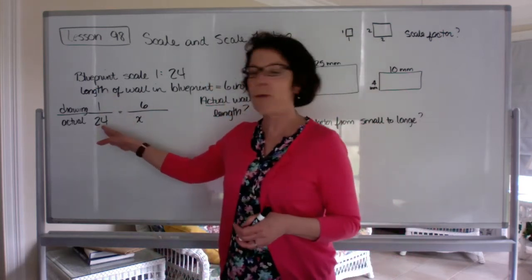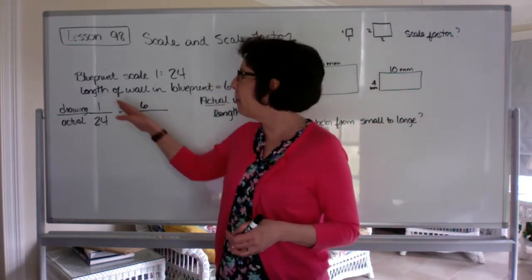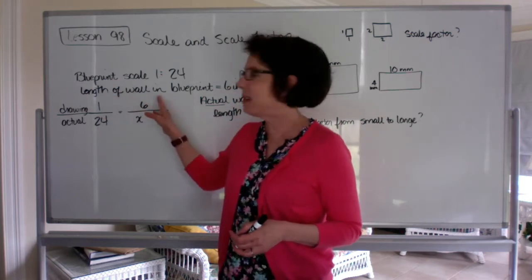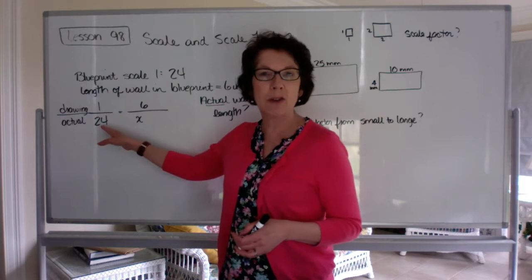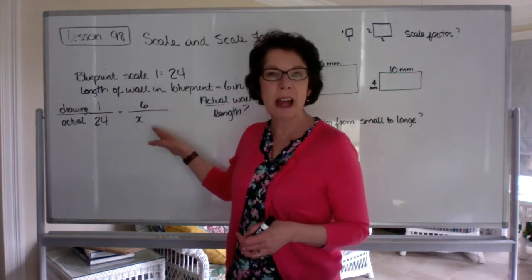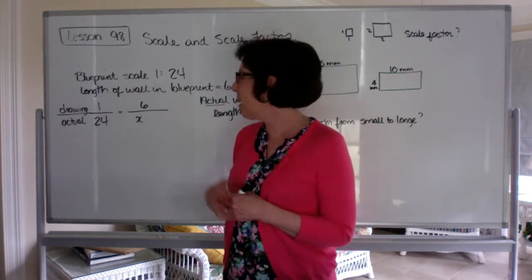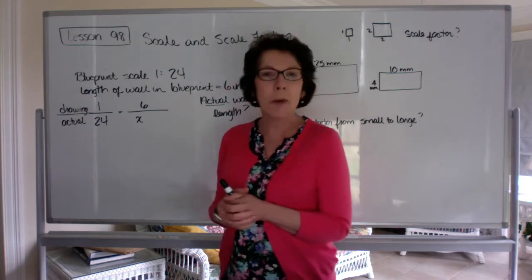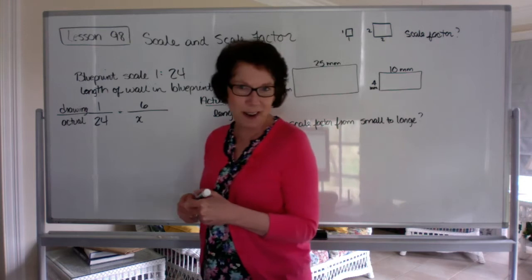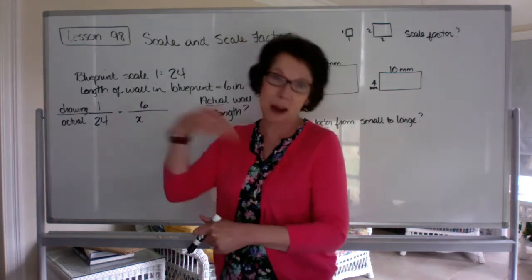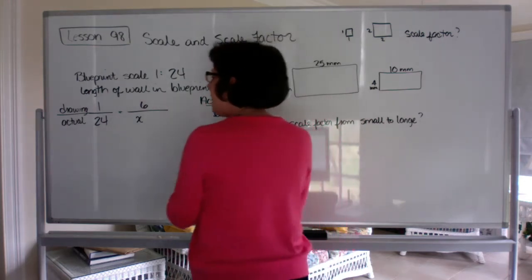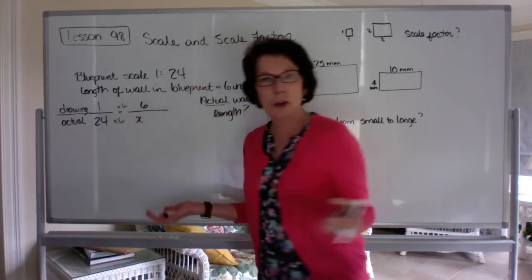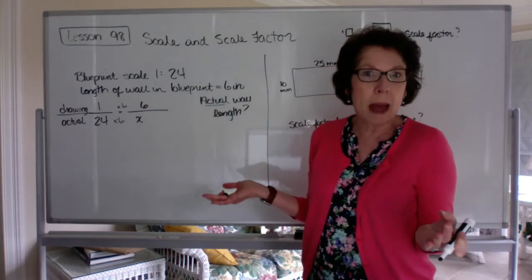1 over 24 equals 6 over x. Remember, you have to have your drawing values both in the numerator to be consistent. Drawing is to actual length as drawing is to actual length. Now, we could cross multiply, but in this case, it's super easy to multiply across. Instead of cross multiplying, I'm going to multiply across. So I've got 1 times 6 is 6. And if I just multiply 24 times 6, I'm going to have my answer.